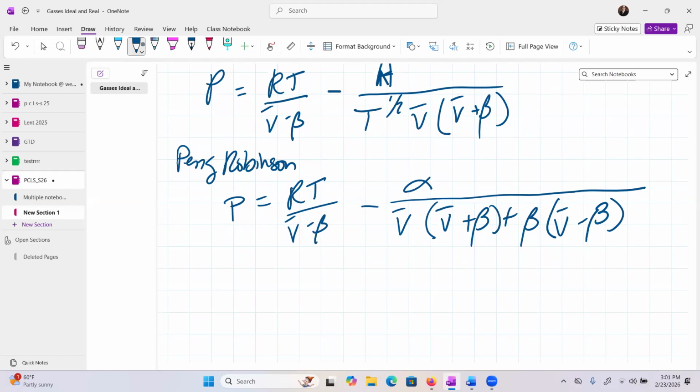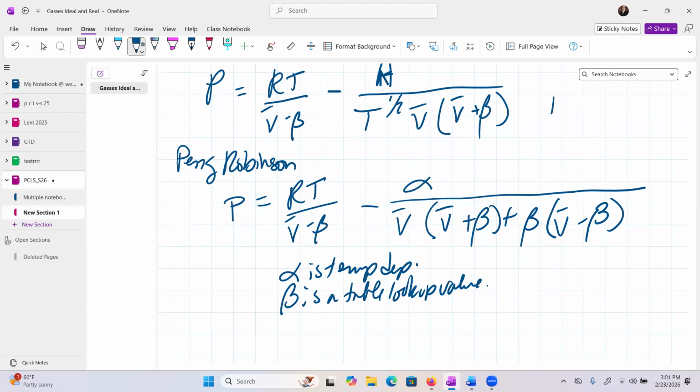Alpha is temperature dependent, and beta is a table lookup value. So why do we mention all of these things? Okay, and also this is table 16.4 in your supplementary readings, in case you need the numbers.